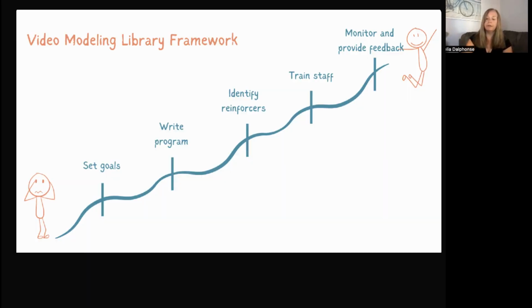We could create a framework for this product that includes setting goals for the client, writing programs for self-help skills, identifying potential reinforcers for the client, training staff, and monitoring and providing feedback.